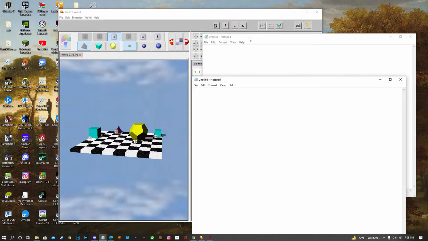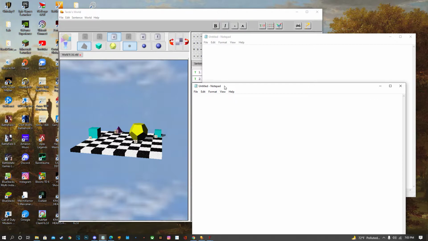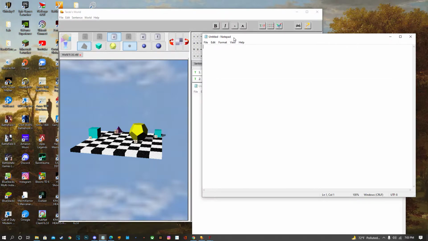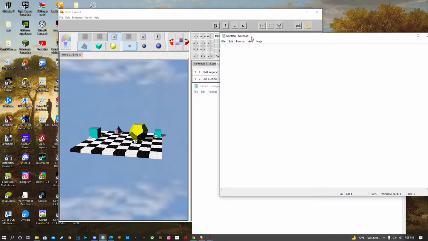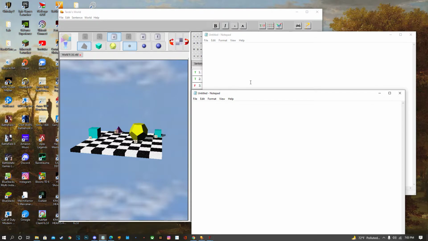So for number 1, something is large. This will be translated as there exists X such that X is large. Okay. Number 2, something is a cube. Remember, when you're using existential quantification, as long as there's something that satisfies being a cube, then this is true. And so you'd write this as there exists X such that X is a cube. Fairly simple.